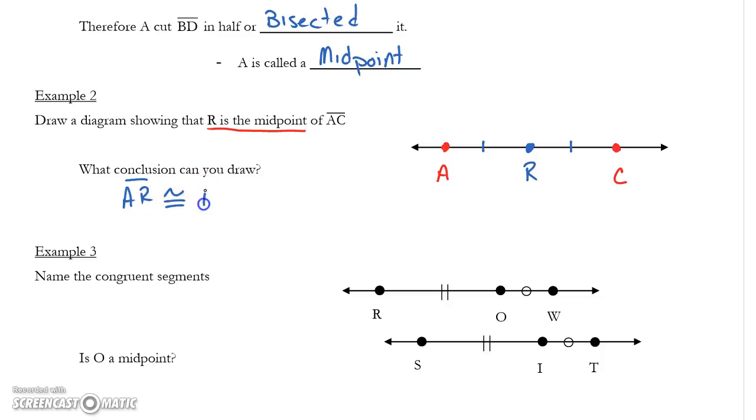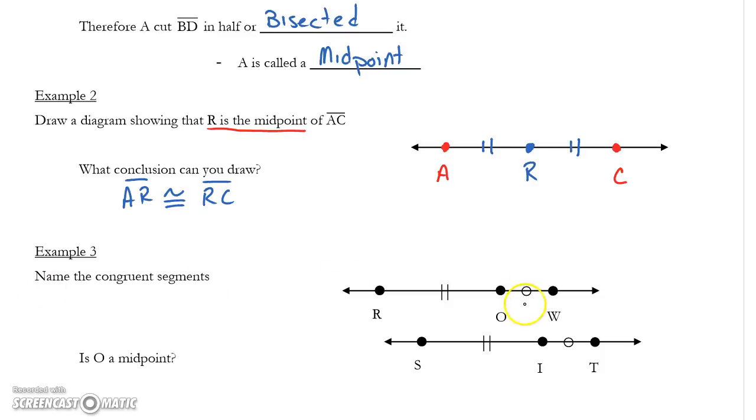Segment AR is congruent to segment RC. We know that based on the tick marks. If I were to put 2 tick marks here and 1 tick mark here, now I'm saying they're not congruent. That's how I can show that they are not. Again, if I wanted to show that they are, I'd add a second one here. So the tick marks, anytime you have 2 segments with the exact same mark, then you know those 2 segments are congruent. If the marks are different, the segments have different length.